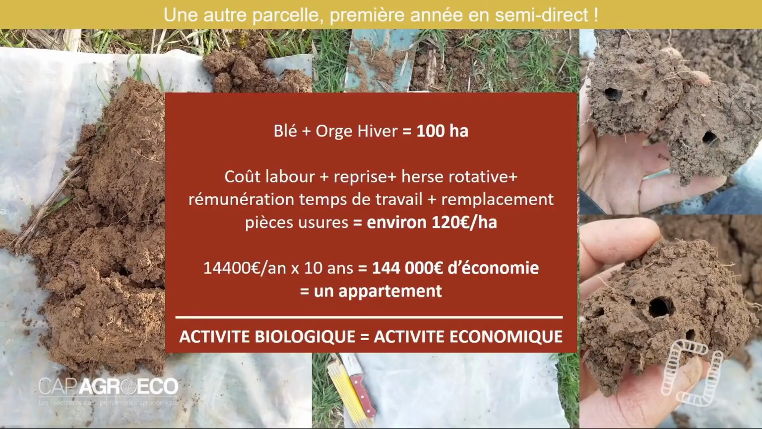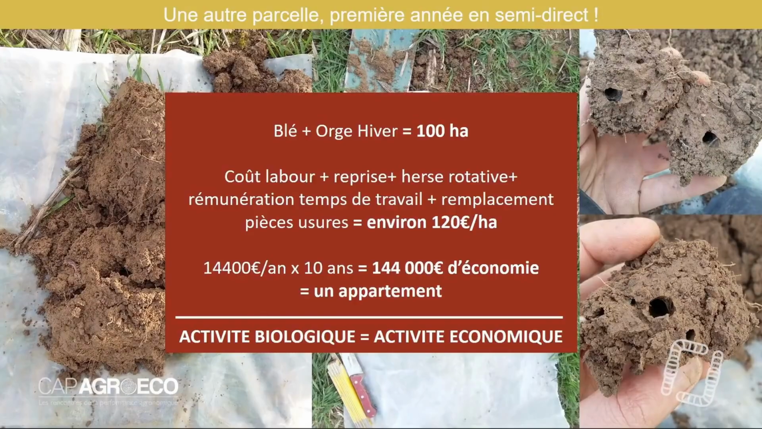This farmer has 100 hectares of wheat and winter barley, crops that don't require an extraordinary soil structure. There's no point in exhausting yourself, constantly working the field for this type of crop. The cost of plowing, going over it again, the rotary harrow, labor costs, replacing one partslet, say, I'll estimate at least 120 euros per hectare, but honestly, that's an underestimate.